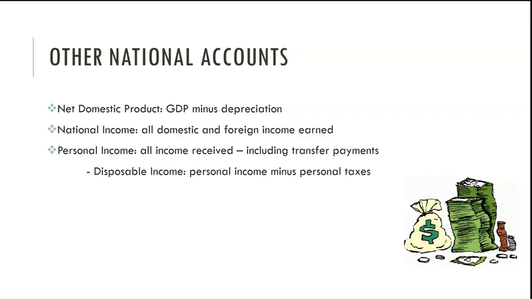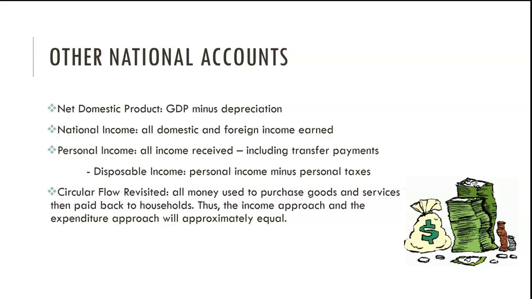And then disposable income. This is what we actually care about as individuals. How much money do we actually have to spend on stuff? This is where you take your personal income and you subtract any taxes that you have to pay. Disposable income is the amount of money that people actually have to use to buy goods and services.